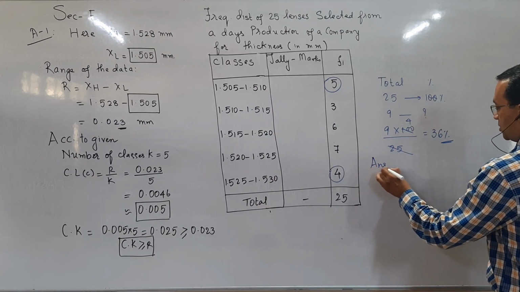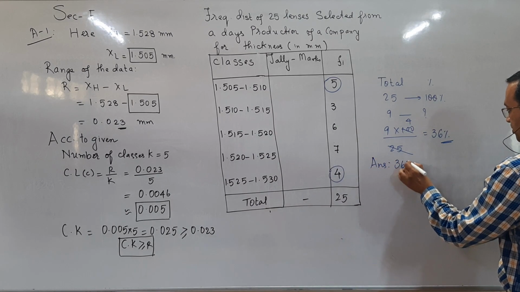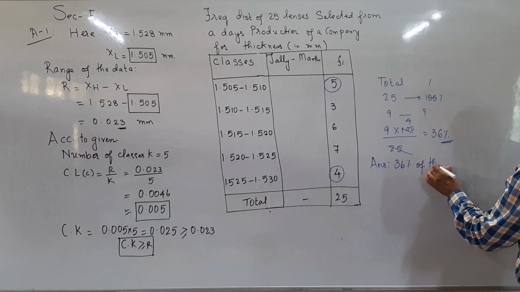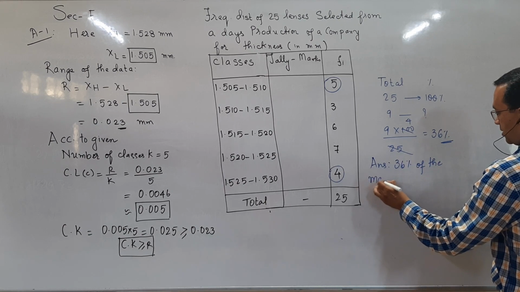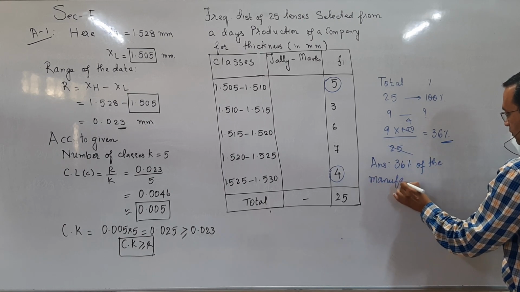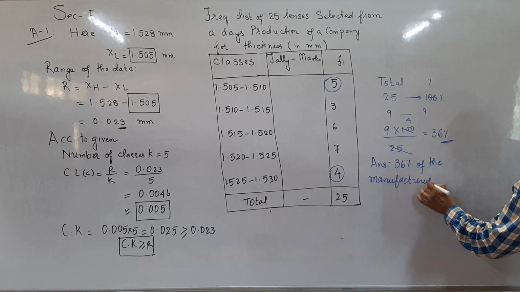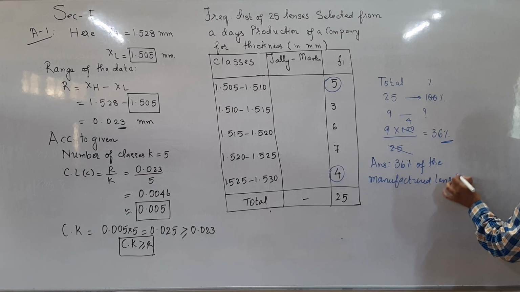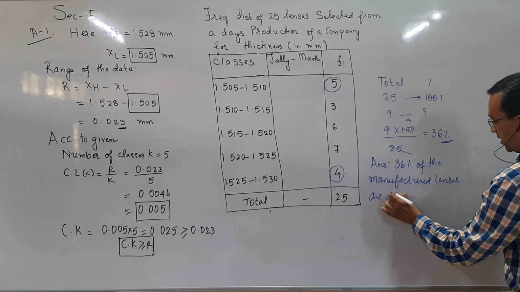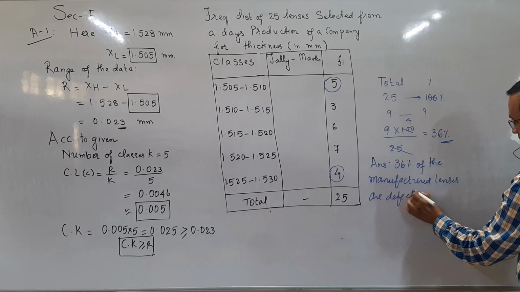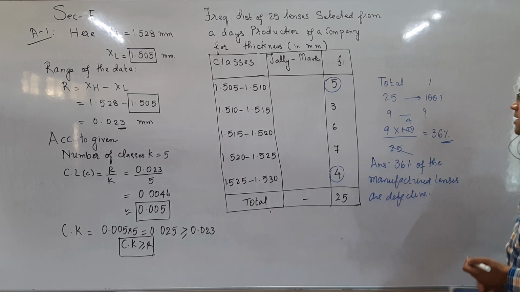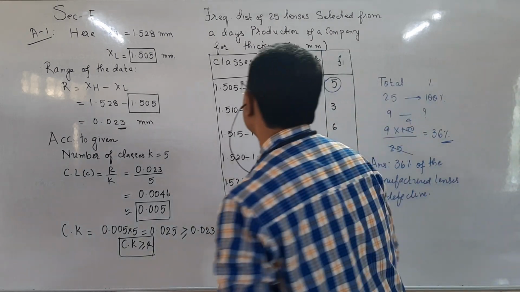Answer of the question: 36% of the manufactured lenses are defective based on the given criteria.